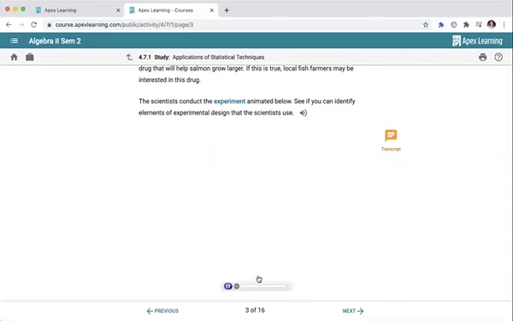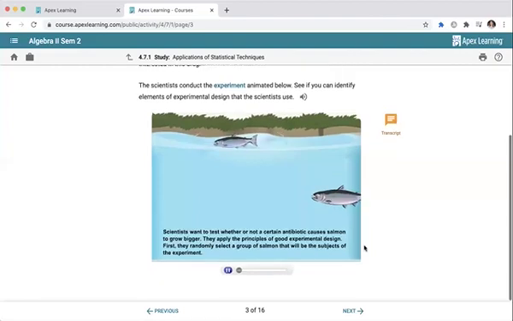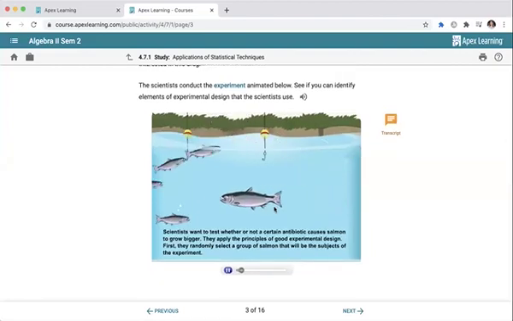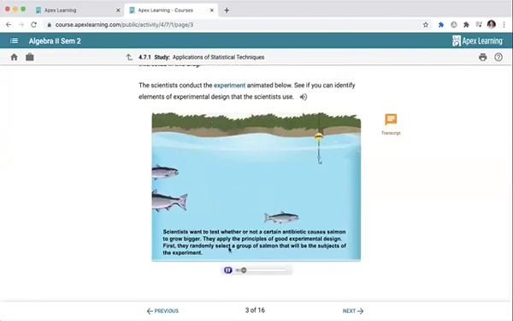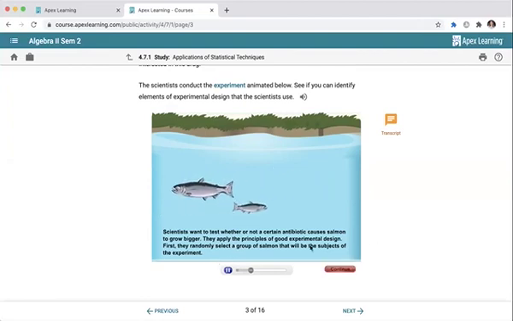So if we look at this salmon drug here, okay, they want to test whether or not a certain antibiotic causes salmon to grow bigger. They apply the principles of good experimental design. First, they randomly select a group of salmon that will be the subjects for the experiment. Okay, great. So they selected random salmon.